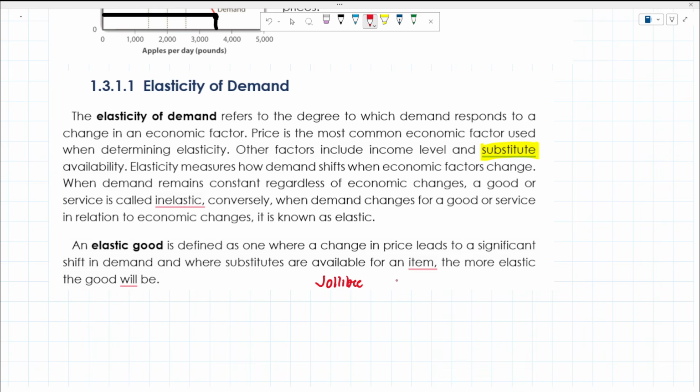So, saan pumunta yung mga tao nun? Doon sa kanilang mga kakompetensya. Probably, let's say, Chowking. The customers went there because they did not increase their price, or some other restaurants that offer the same services. But if Jollibee retains the same number of customers even if they have raised their price, then the products offered by Jollibee are called inelastic. Why? Because the demand remained constant regardless of the change in pricing.